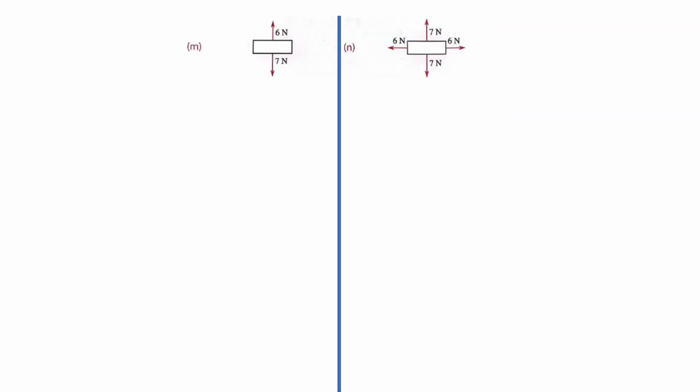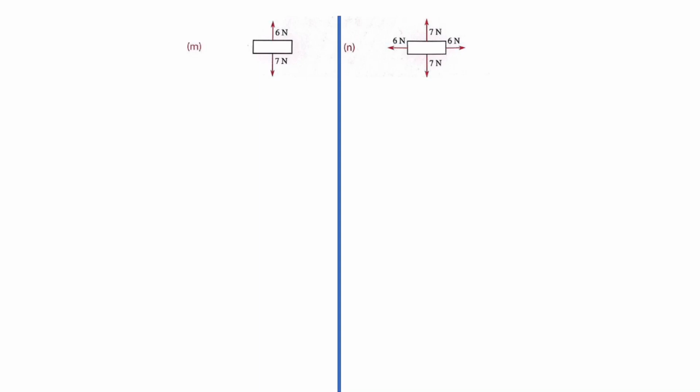Final example just here, M and N. Now before you have a go at N, you need to just be aware to treat the forces that are opposite each other together. So up and down and left and right separately. So press pause, give it a go, and when you're ready, resume.